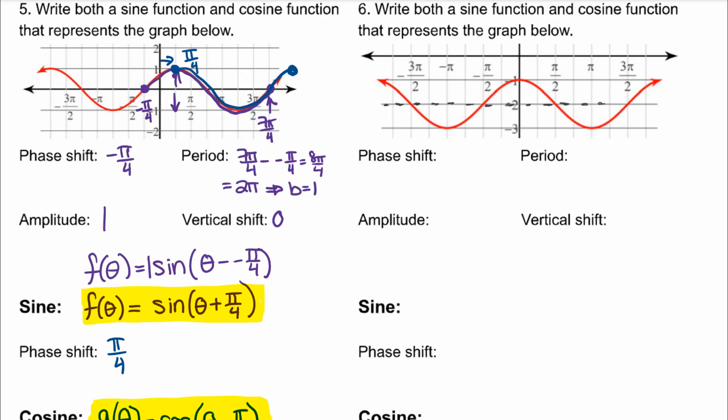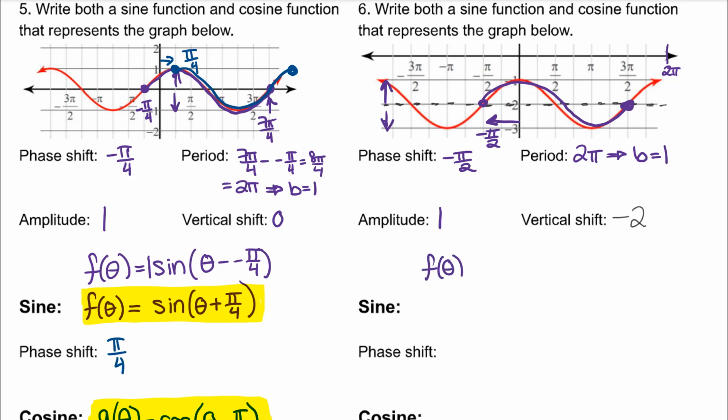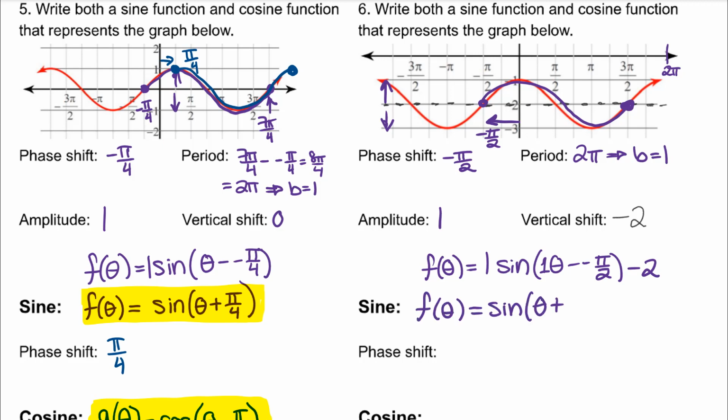This time, the vertical shift is negative 2. The phase shift for a period of sine is negative pi halves. The period is still 2 pi, which makes b equal to 1, so your phase shift is c. So sine will have a phase shift and a vertical shift, making it sine of theta plus pi halves minus 2.